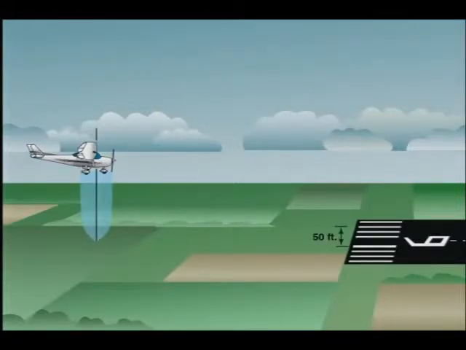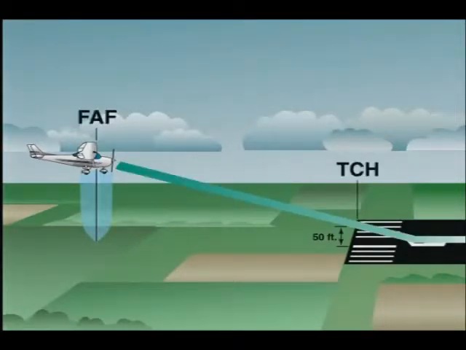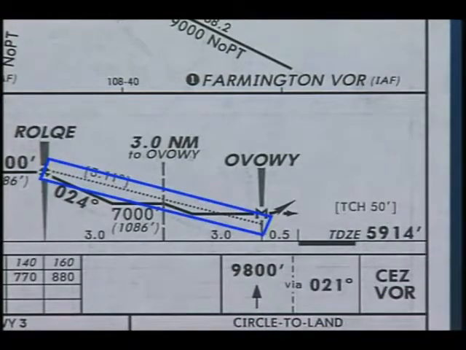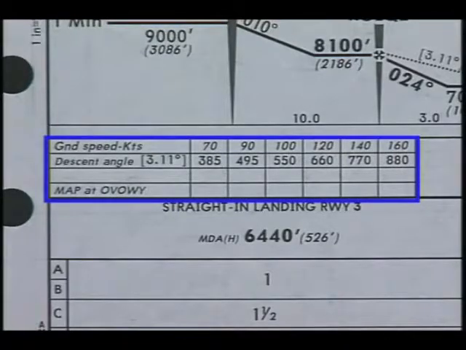The VNAV information in the profile view illustrates the geometric descent path and descent angle from the final approach fix to the threshold crossing height at the approach end of the runway. The descent angle appears in brackets along with the descent path. Notice the descent path is a screened dotted line. The descent angle and ground speed information can also be found in the conversion table on the chart.